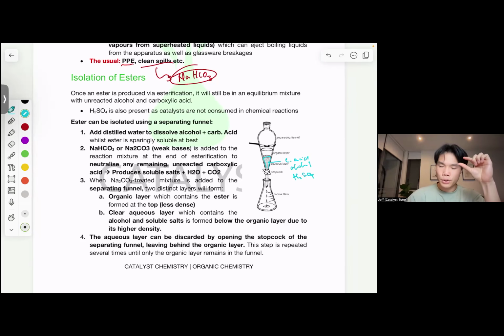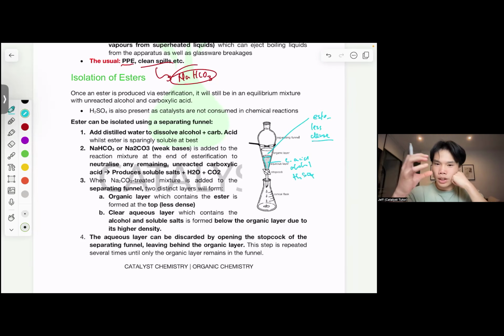You have to note this in your responses. You will lose marks if you don't say that your ester is on top, and it's because your ester is less dense. So it will sit on top as an organic layer. And that's because it's insoluble, does not dissolve in the water. And so this is what happens in your separating funnel.